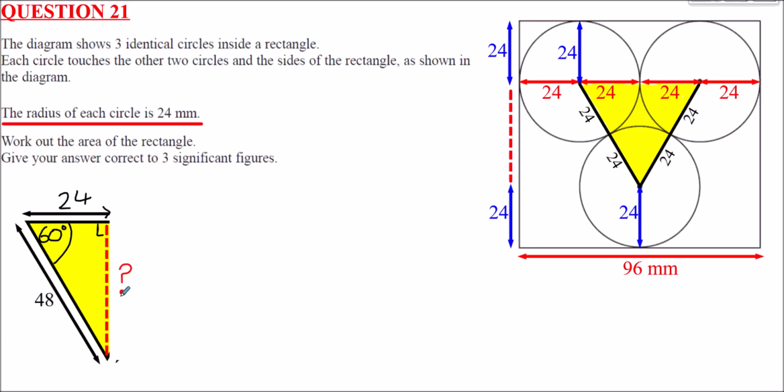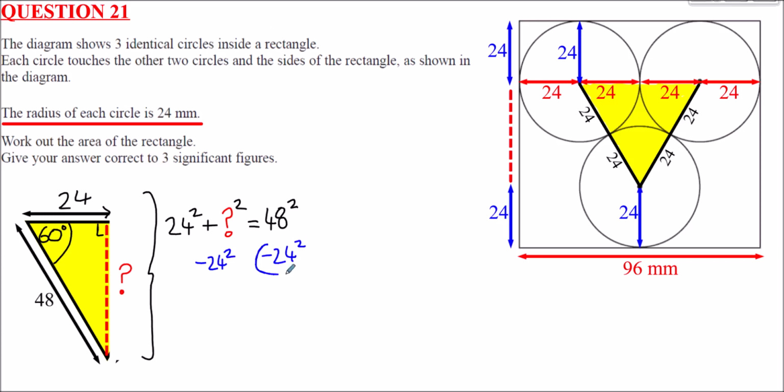So I can either do trigonometry or I could do Pythagoras. It's actually up to you. Either way around you do it. I'm going to go for Pythagoras, by the way. We get here that the shorter side squared plus the other shorter side squared, this one here, call it question mark squared, will always equal this longest side all squared. So if I subtract 24 squared from both sides, that'll give me what the question mark squared is all on its own.